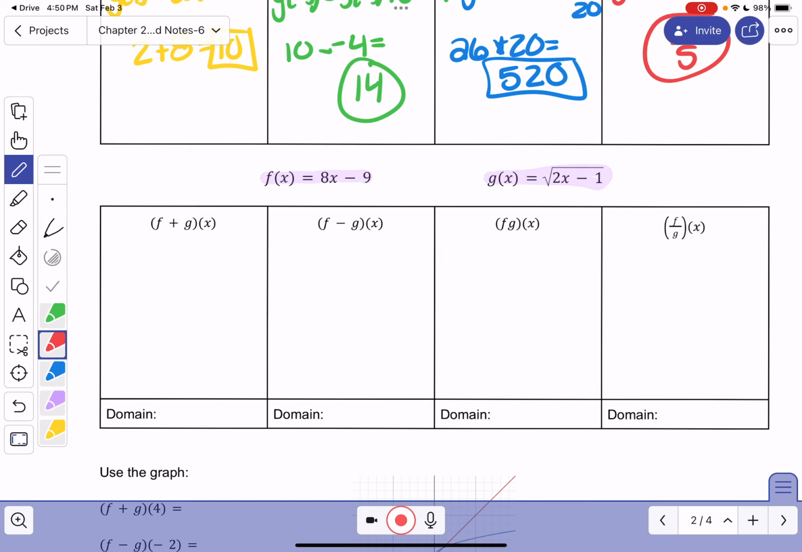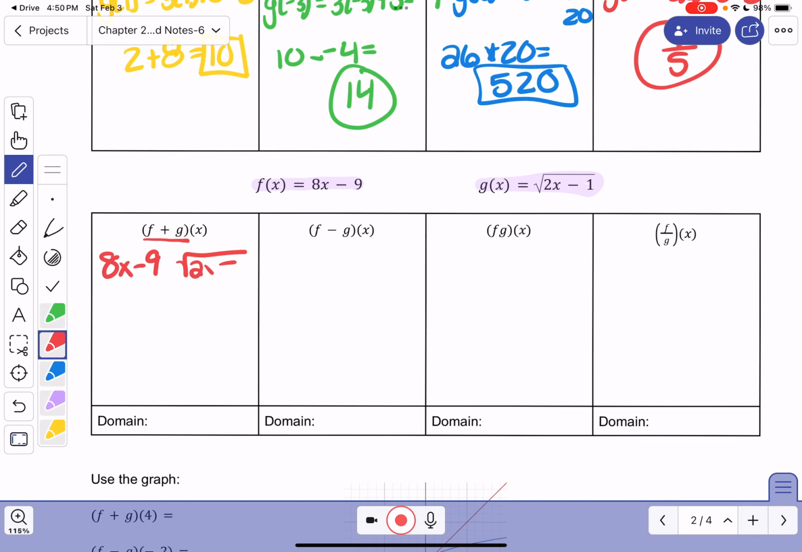So here we have f plus g of x. So f of x is 8x minus 9. G is square root of 2x minus 1. And then we add them together. There are no like terms or anything like that. So that's as far as we can go on that one.